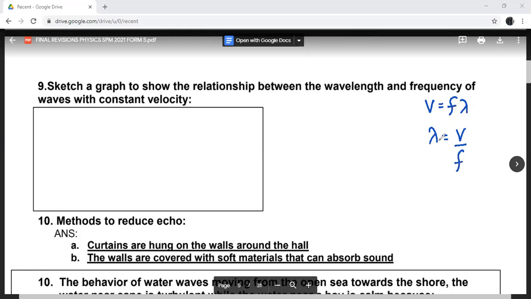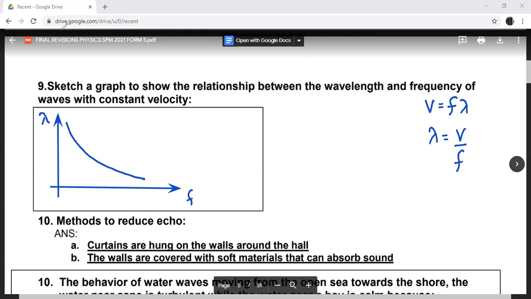So, sketch a graph to show the relationship between the wavelength and the frequency. Your graph should look like this. Wavelength and frequency should be inversely proportional. Inversely proportional. Okay, done.